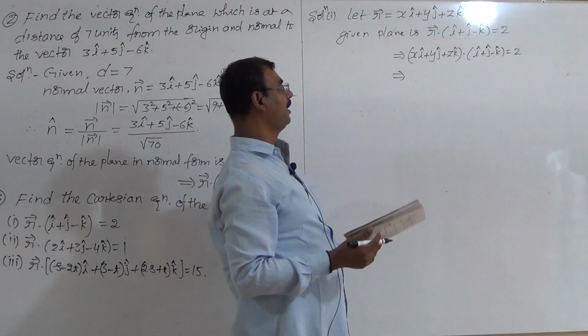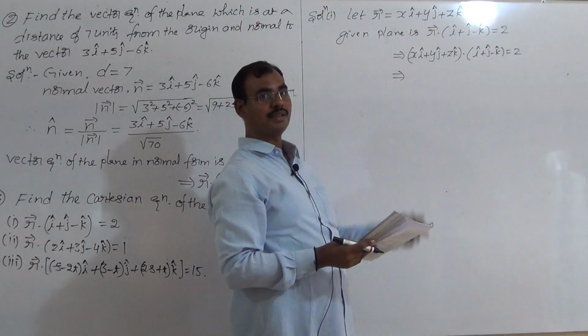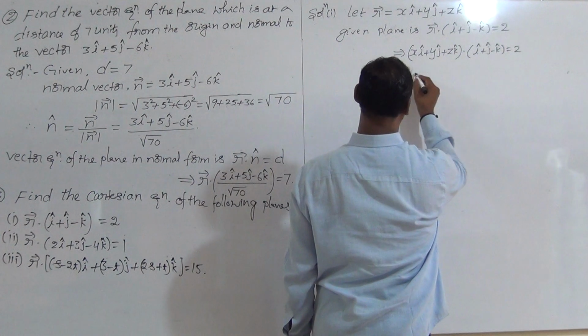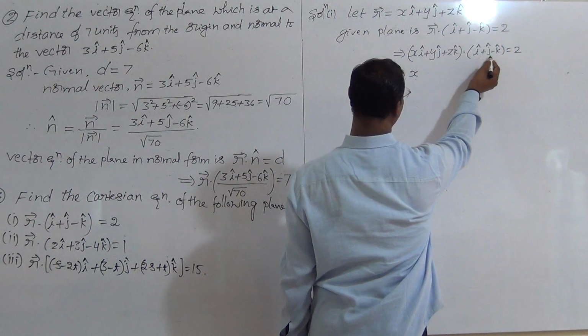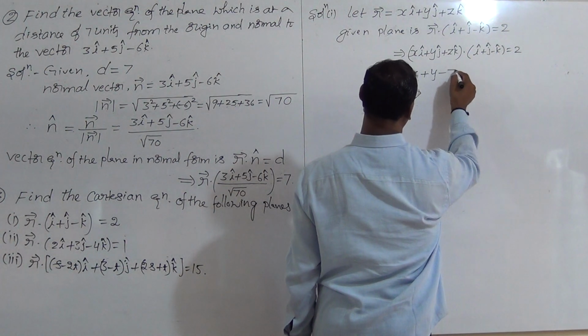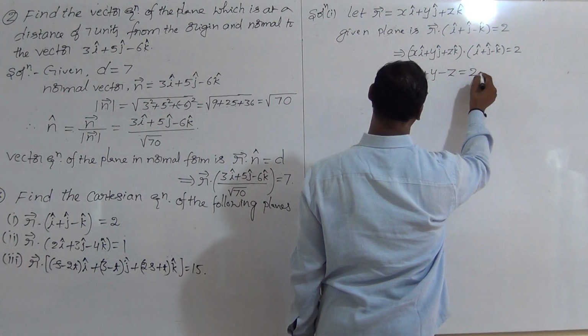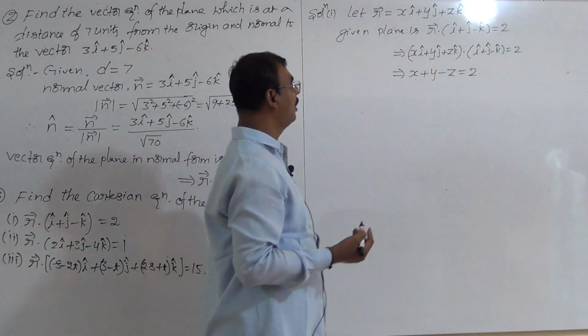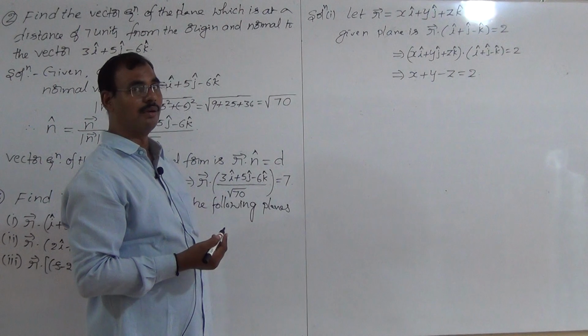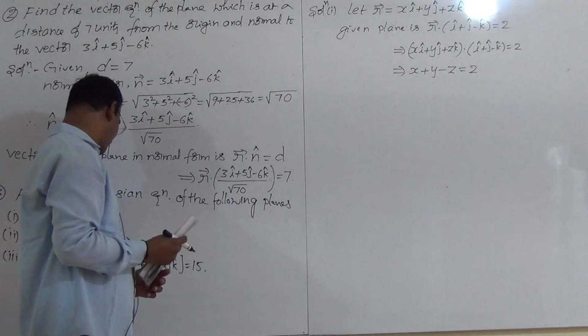Multiplying, applying the dot product, i dot i is what? 1. So it becomes x into 1, that is x, j dot j is 1, plus y minus z is equal to 2. This is the required equation of a plane in the Cartesian form. Very simple question this is.